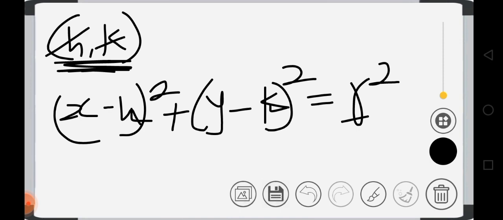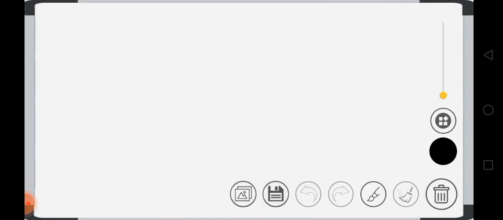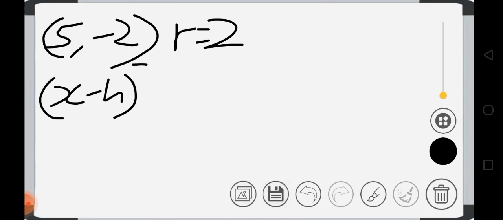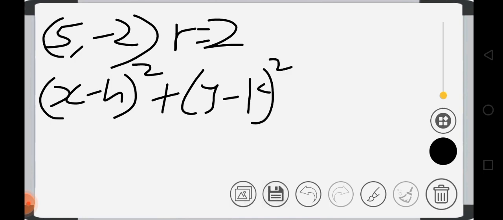Now let's say we have a question. We have to find the equation of a circle with center (5, minus 2) and a radius of 2. The radius is equal to 2. So what you have to do is just apply this formula: (x minus h) squared plus (y minus k) squared equals r squared.